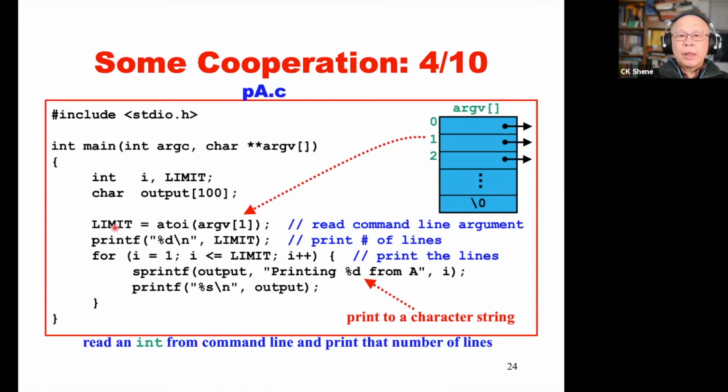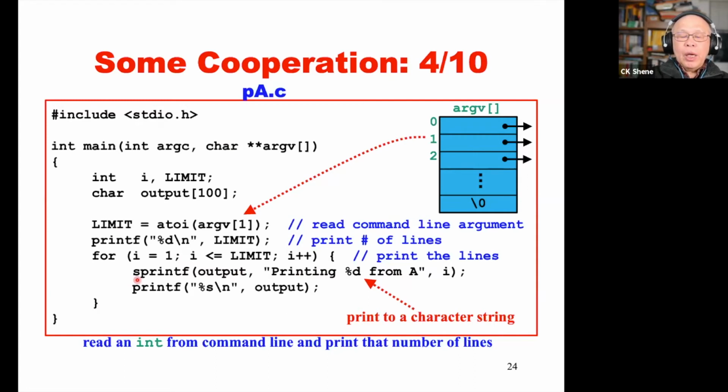Don't take it lightly. So after obtaining limit, we print out limit. The first line printed out by pa.c is the number read in from argument 1. Then we loop limit number of times. Every time we print the value of i with this edit descriptor to an array.